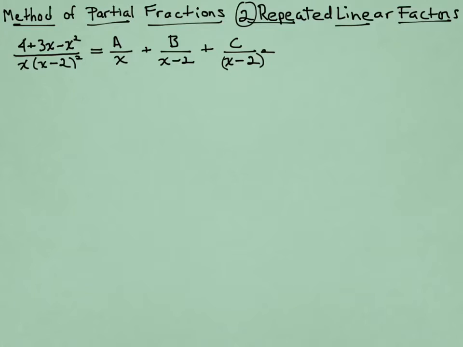In order to find what a, b, and c are, we carry out the same techniques as we do in the distinct linear case. First thing that we would want to do is clear the fraction. So I'm going to take both sides and multiply by x times x minus 2 squared. On the left side, that will give me just the numerator again. On the right side, every term will get multiplied by that denominator. Something will cancel, and we'll be left with the remaining factors. In this case, the x will cancel, and we'll be left with the x minus 2 squared.